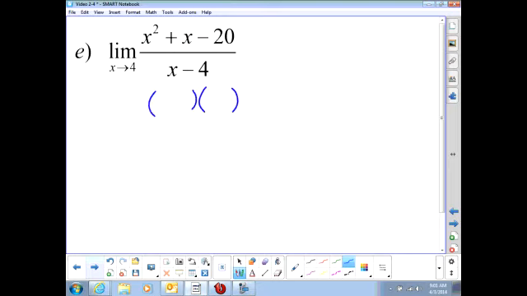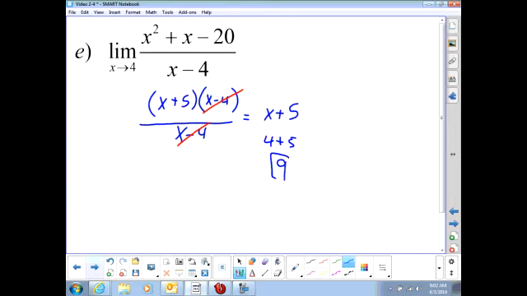The numerator factors into x plus 5 and x minus 4, and now we're over x minus 4 still. Well, the two x minus 4s divide out to 1, so we are just left with x plus 5. This is now something that we can do direct substitution with. We'll plug our 4 in for x, and therefore our limit of the whole thing is 9.